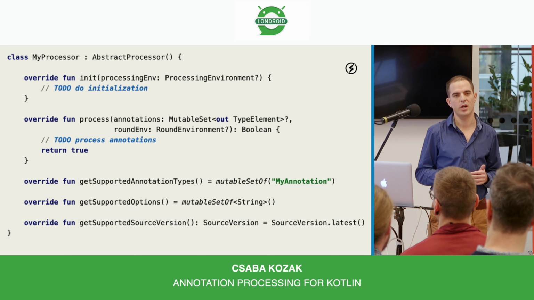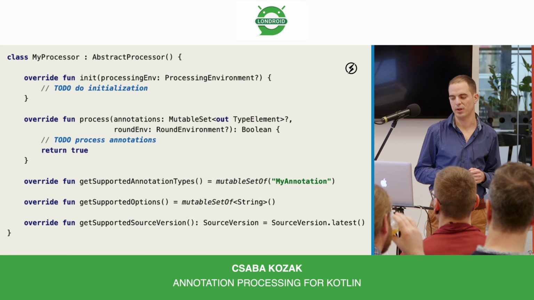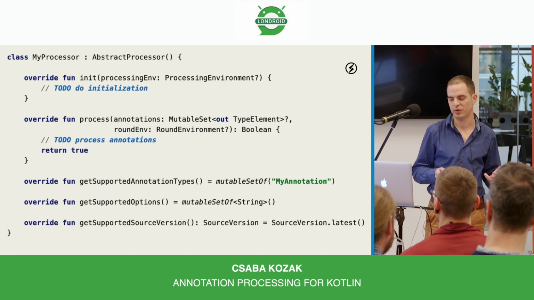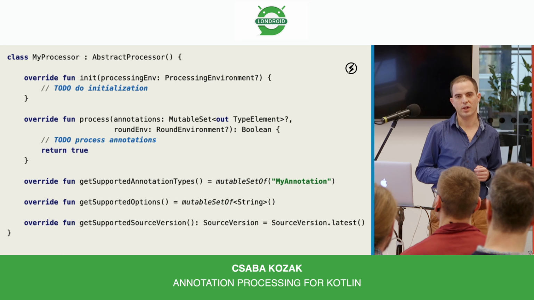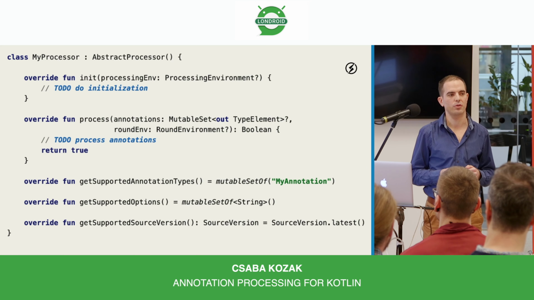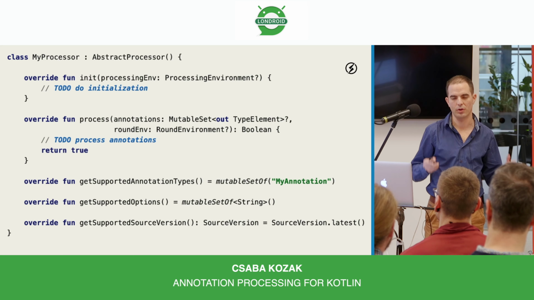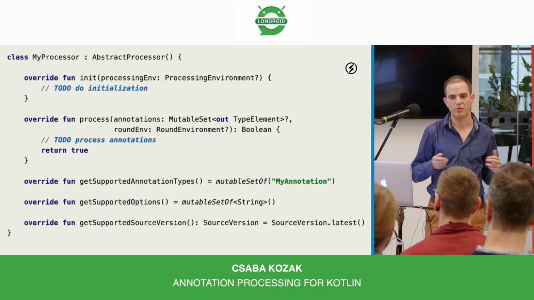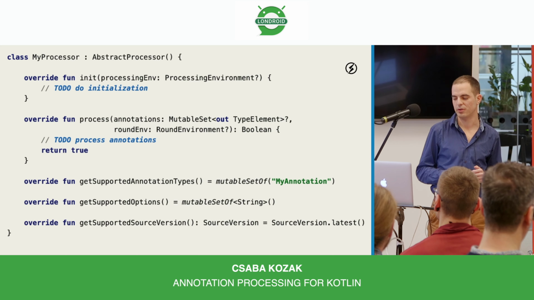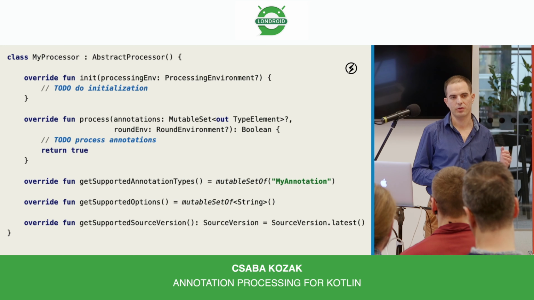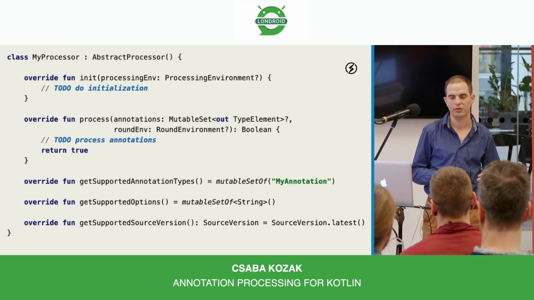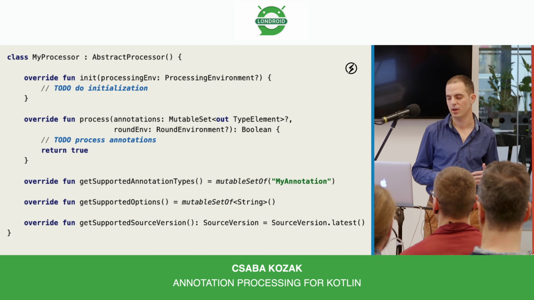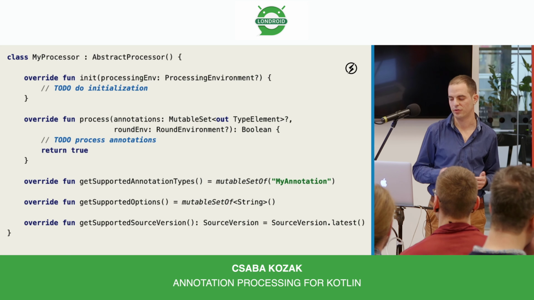With each annotation processing round, the process function will be called. You will see the annotations that you can process, and also the environment that the current round is in. You can override the getSupportedAnnotationTypes function, so you can specify which annotations you care about. If you return a star here, all the annotations will be passed into your processor. If you have any options or flags, you can override the getSupportedOptions function, and you can return a set of options. Then your users, who are actually developers, can pass them, and these can alter the behavior of the processor.